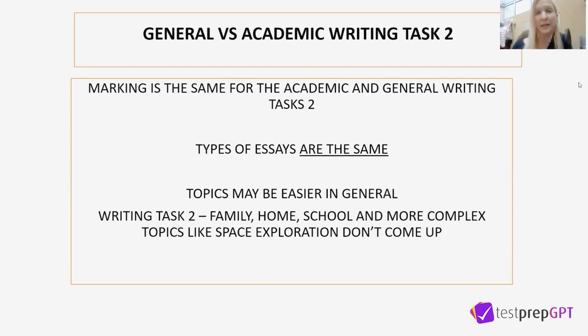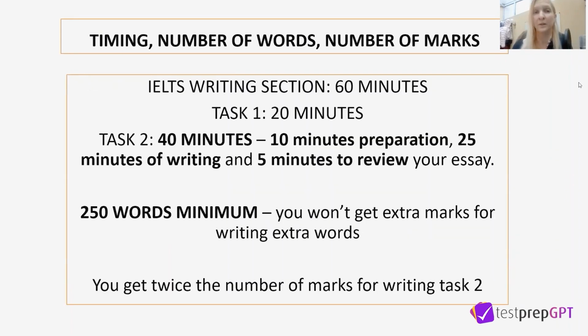Okay, so just a quick review on the difference between the general and the academic writing task 2. The essays are marked the same, but the topics may be slightly different. You will have the topics of family, home, school in both types of exams, but you may have something like space exploration or economy come up in the academic IELTS exam. The number of words is the same, of course, 250 plus. Task 2 is 40 minutes long. Task 1 is 20 minutes. So you have 60 minutes in total for the writing tasks.